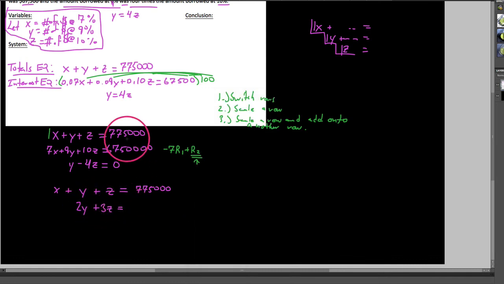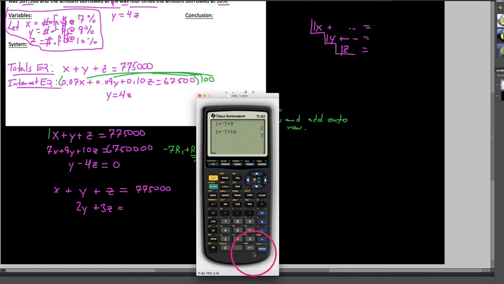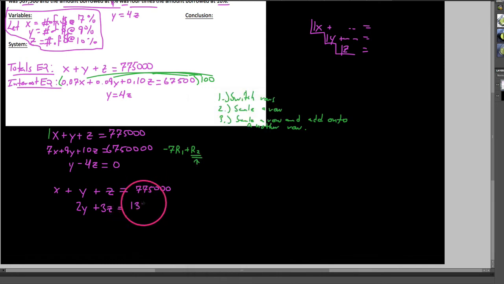And then what we're going to do is take -7 times 775,000, and then we're going to add that to 6,750,000. And what I get is 1,325,000. So now I'm going to rewrite my third equation here.